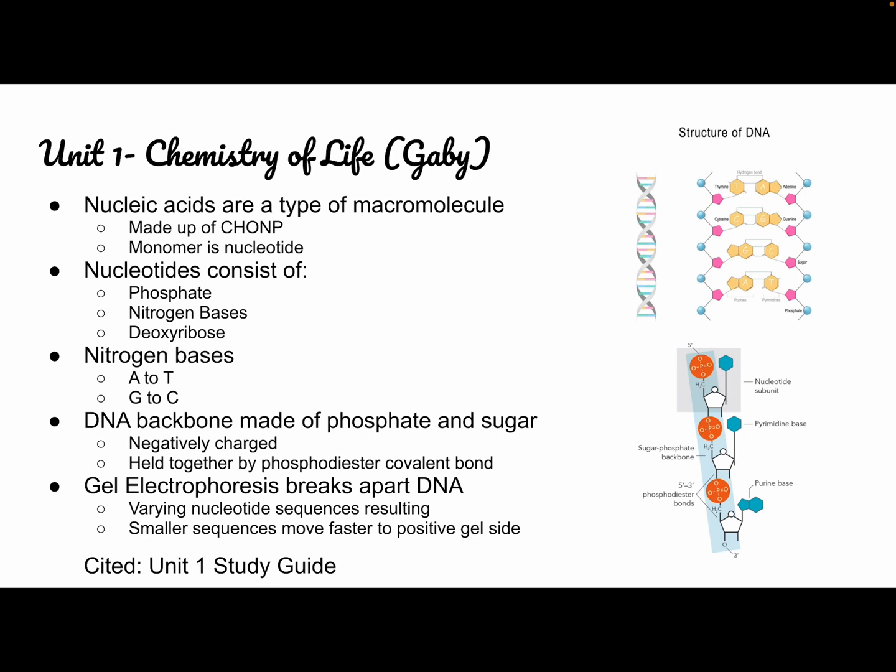The DNA backbone is made up of phosphate and sugar and is negatively charged and held together by phosphodiester covalent bonds. This relates to gel electrophoresis, which separates the DNA because there is a negative and a positive charge, and the positive charge pulls on the DNA backbone, which is negatively charged, creating varying nucleotide sequences. The smaller sequences move faster to the positive side of the gel, which results in the varying sizes of DNA within the gel.